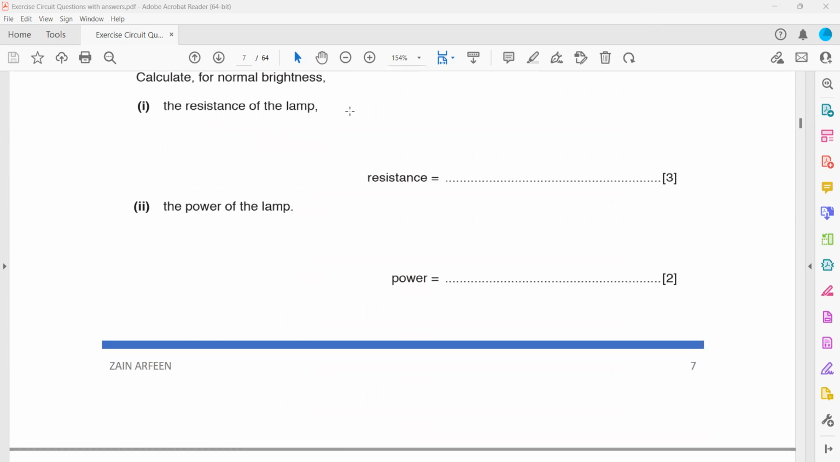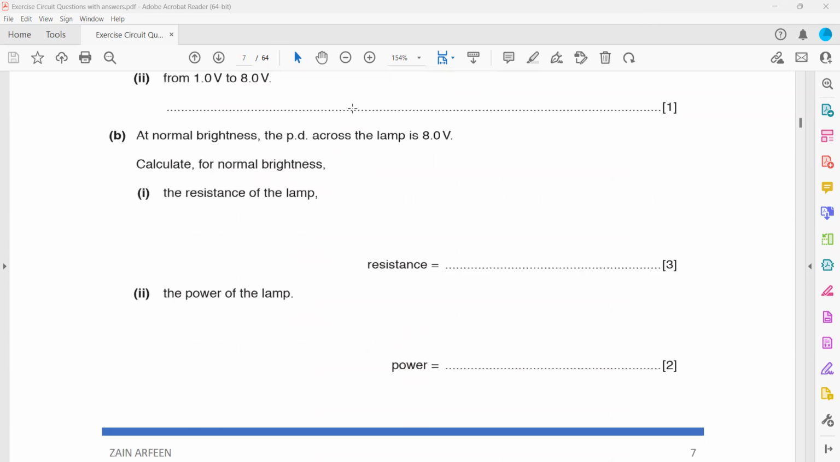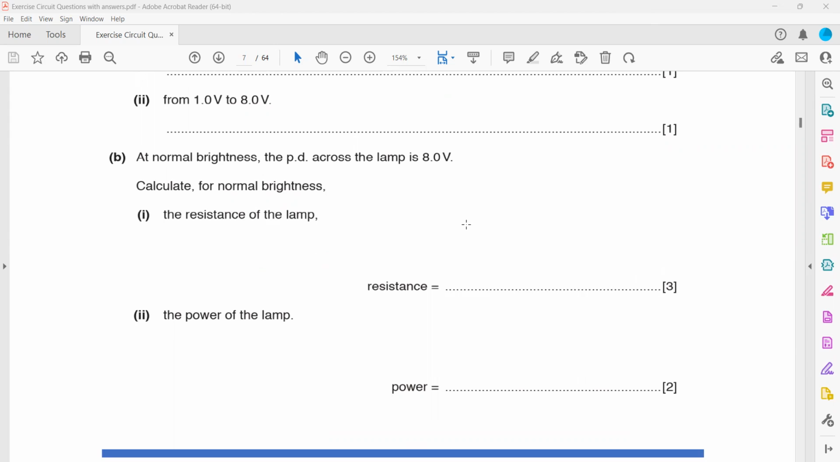So here we'll write the resistance, it's a ratio between voltage and current. Why is it 3 marks? Because you have to use the graph, and whenever you're using a graph, you just don't write the number.